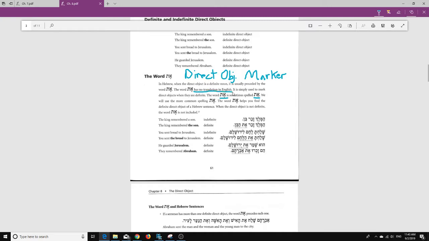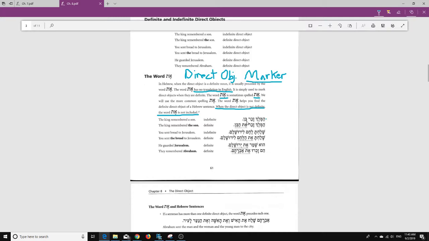Now this word is not translated, okay? There is no translation in English. So when you see this word, again, there's no English equivalent to it. So there's nothing that you would translate it as. But what it does is it marks that the word that follows it is going to be the direct object. Now, this only happens when the word following it is definite. Okay? So here are some examples of this.